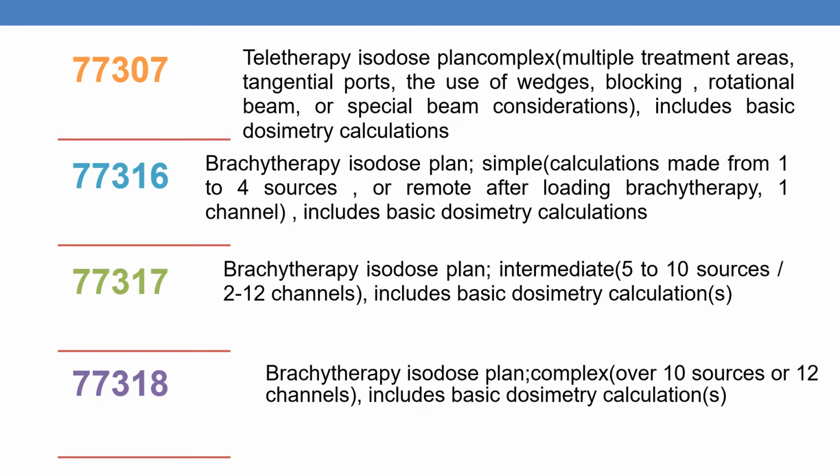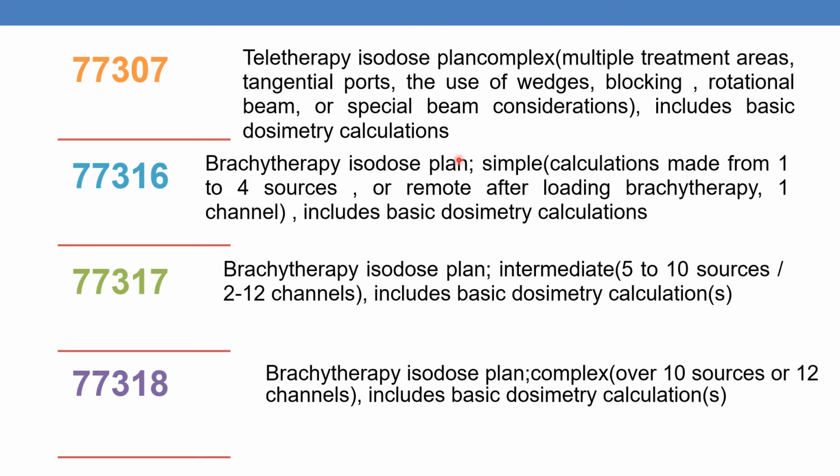The next is 77307, teletherapy isodose plan, complex: multiple treatment areas, tangential ports, use of wedges, blocking, rotational beam or special beam considerations. Includes basic dosimetry calculation. The next is 77316, which is brachytherapy isodose plan, simple.